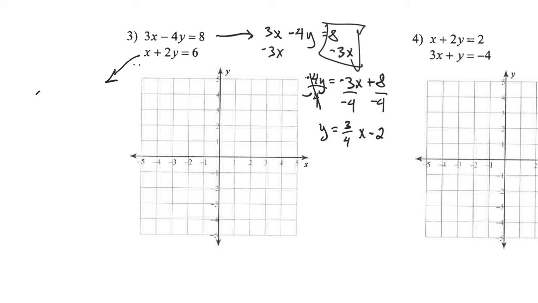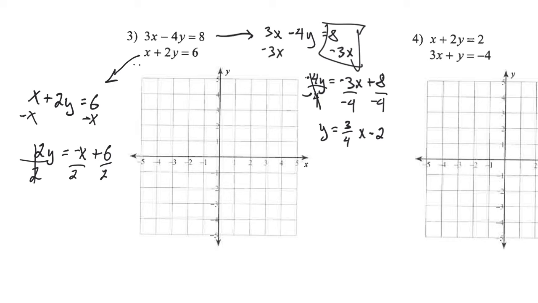I'm going to come over here and solve the other one for y. So I subtract the x. I've got 2y equals negative x plus 6. Remember, don't combine x's and numbers, list them out. And I divide everything by 2.